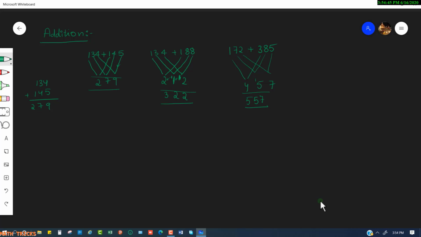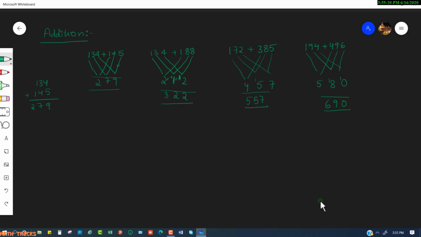We'll do one more example and then move on to another concept of addition. Suppose we have 194 plus 496. Let's say this is what you want to add. 1 plus 4, how much is it? Obviously 5. 9 plus 9 is 18, you can write it like this. 4 plus 6 is 10, so you write 0 here, then 9, and 1 carry forward to the 5 makes 6. The answer is 690.